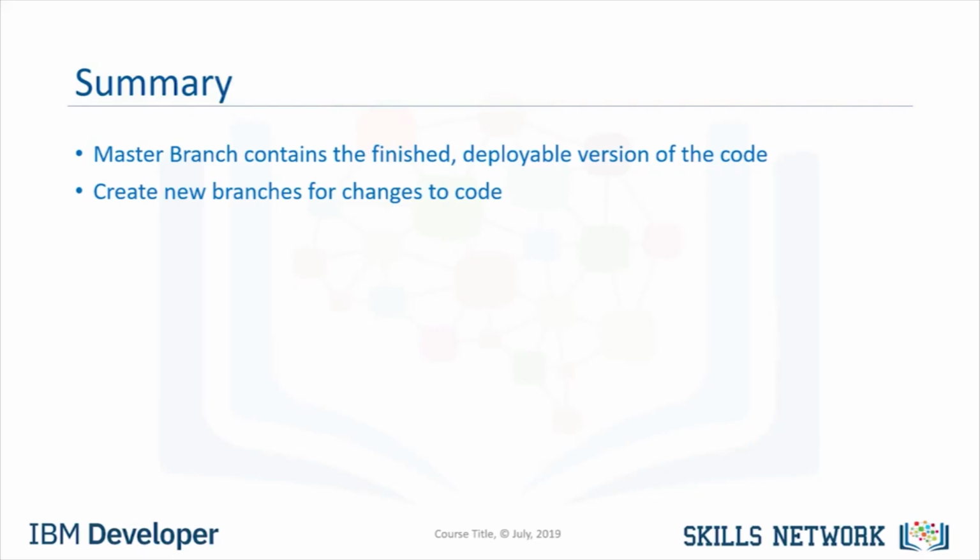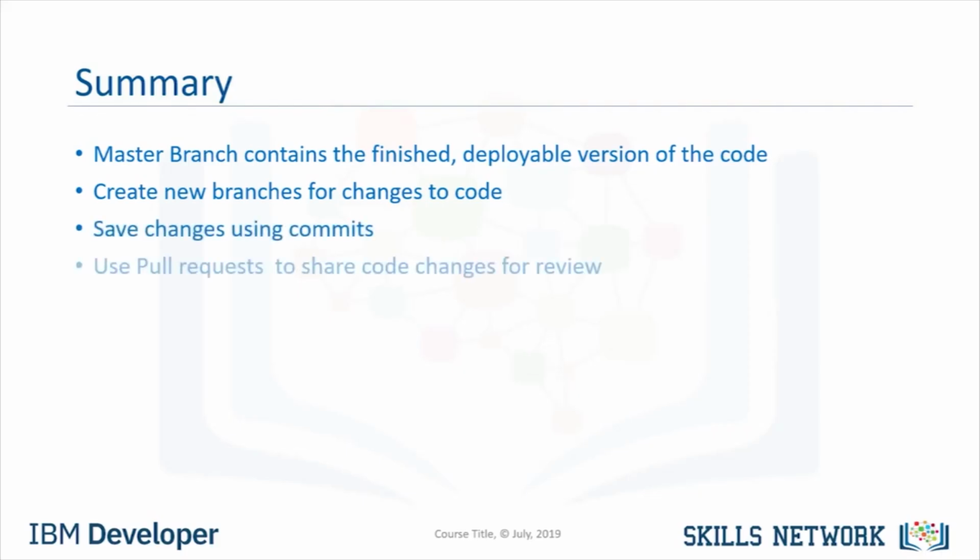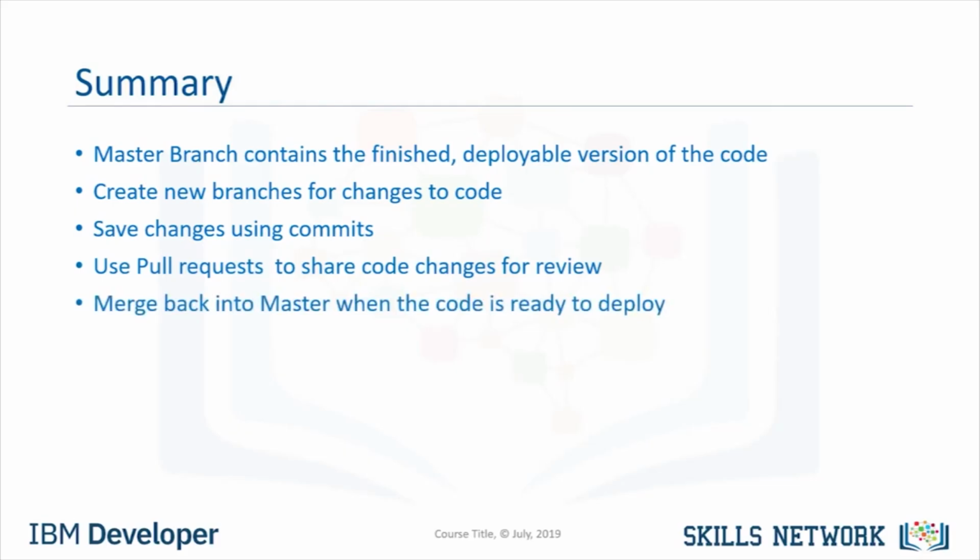More than one branch can be undergoing changes at the same time. Saved changes are called commits. Pull requests enable other users to review and use the proposed changes, committed. When you are ready to merge the changed code into the master branch, you merge the committed code changes into your master code.